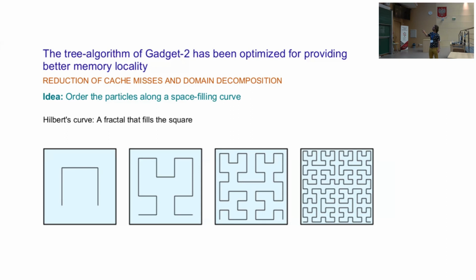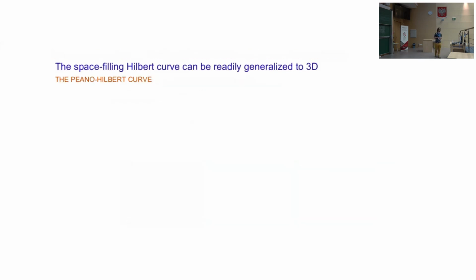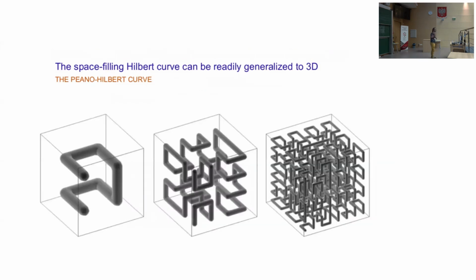Because you assign particles or calculations or grid cells according to which piece of this fractal they're in, and then you have a one-dimensional fractal, a line, and you can cut it equally. By 10, you have 10 CPUs, by 100 pieces, you have 100 CPUs, and this means that more or less all of these CPUs should get something similar. And of course, this is 2D; if you advance to 3D, then you have a Peano-Hilbert space-filling curve, and this looks like this. So this is the equivalent in 3D.